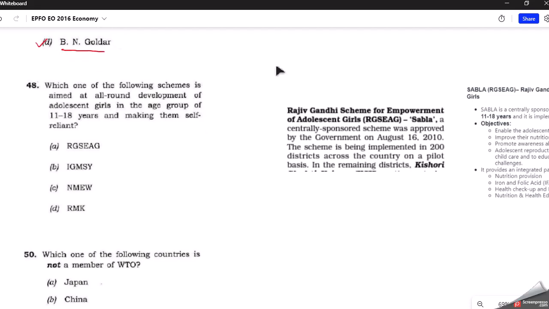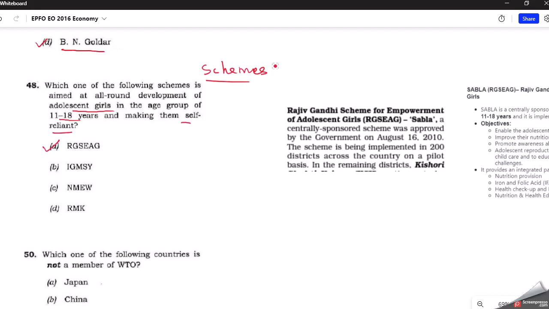Next question is regarding schemes. You will find many questions from economy which are based on government schemes. So which one of the following schemes is aimed at the all-round development of adolescent girls in the age group of 11 to 18 years, and the aim of that scheme is making them self-reliant.